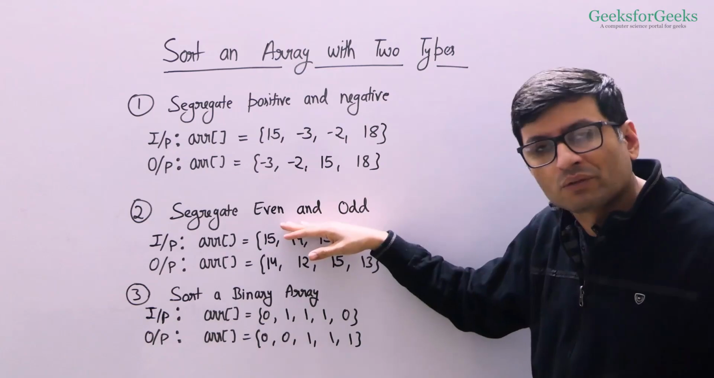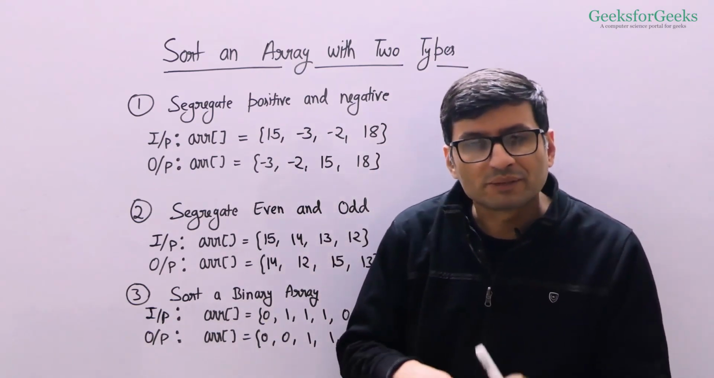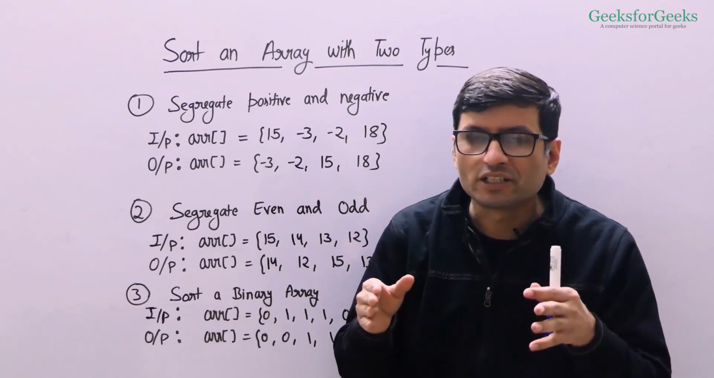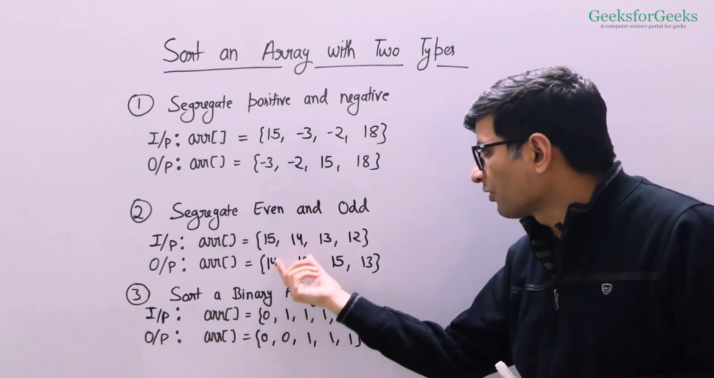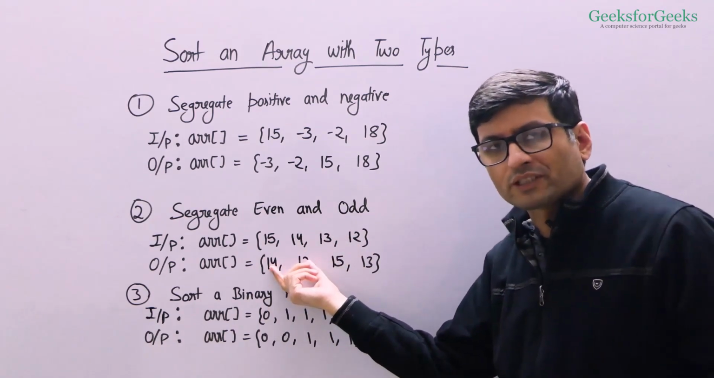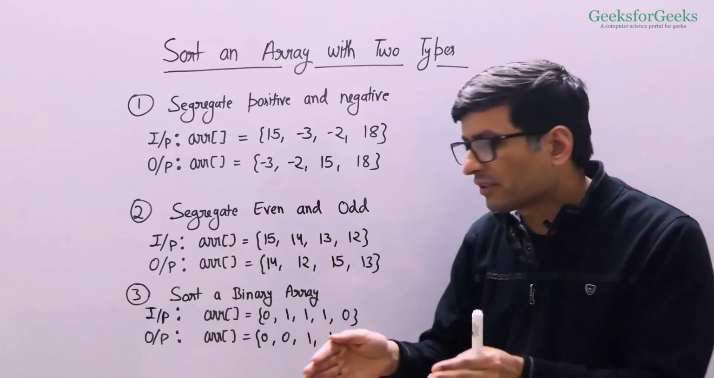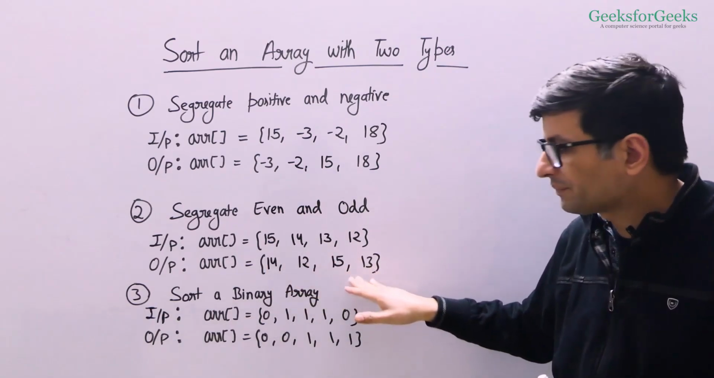This is the second form of this problem, where we are given an array of even and odd elements, basically integers. We need to segregate even and odd, right? So all the evens come first, like 14 and 12, and their order does not matter. You can put 12 first and then 14, but evens should be together and then all the odd elements. First all even, then all the odd elements.